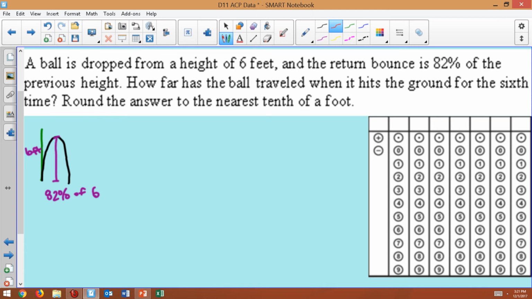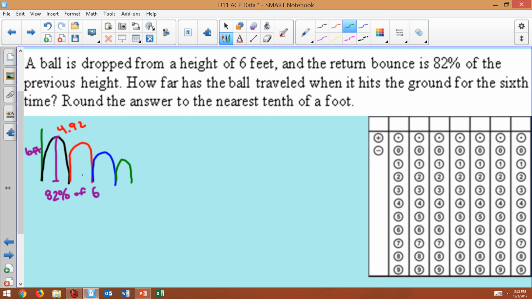Let me make it a little bigger. 4.92. But here's the deal. It's going to go up and down, as you'll see. Now, as that ball goes down, it goes down another 4.92 feet. And once it hits here, it'll bounce up a second time. And this time, it'll also go up 82%. And when it hits, it'll go up and down again. 82%, and it'll do it again, and it'll keep this up until it bounces for the sixth time.